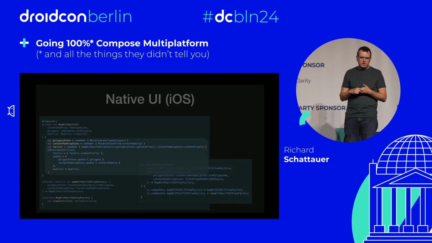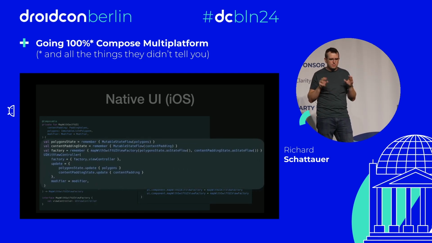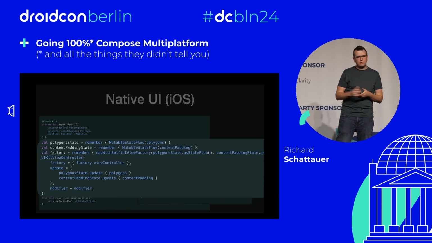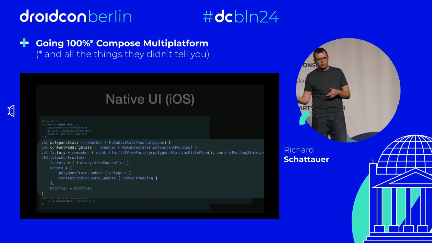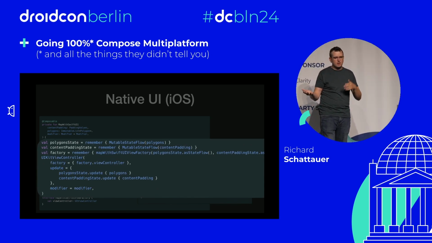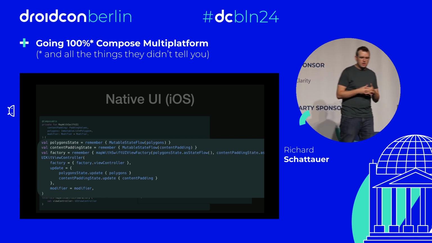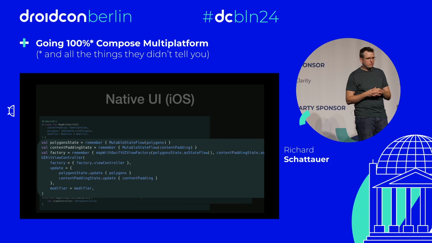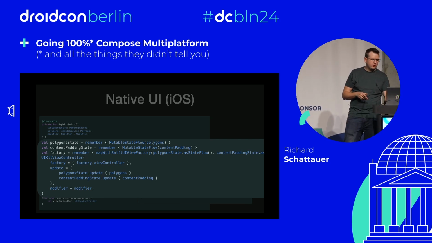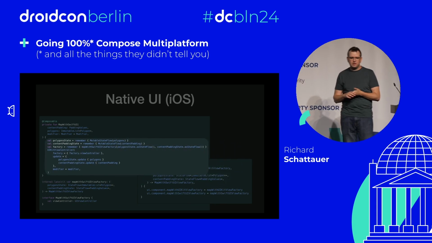Within my iOS main composable, I will then remember the factory, so it's not recreated all the time, adding my state flows, and then I will combine them and ensure that with those state flows, I can update and retrigger the changes to my polygons and my content padding.